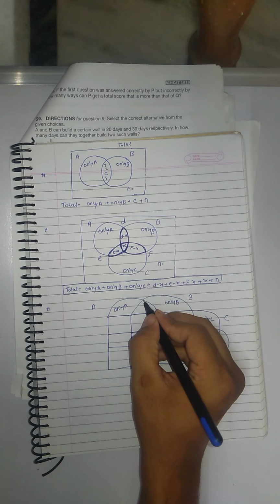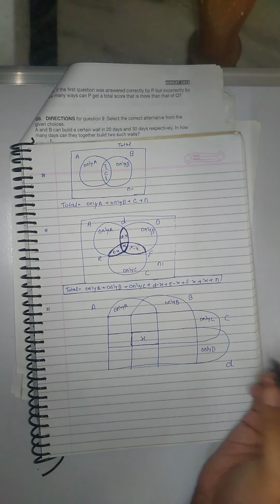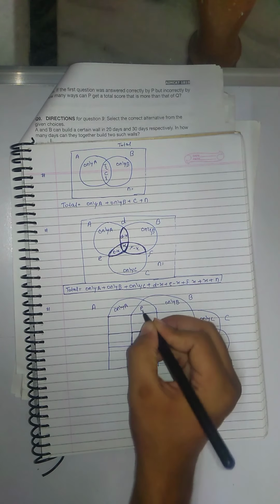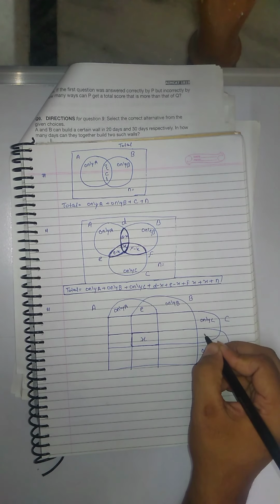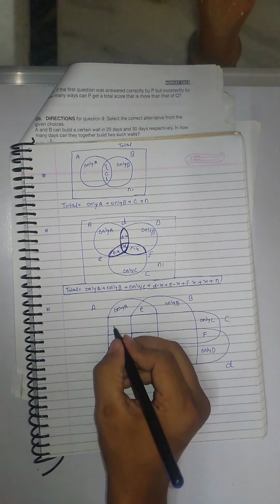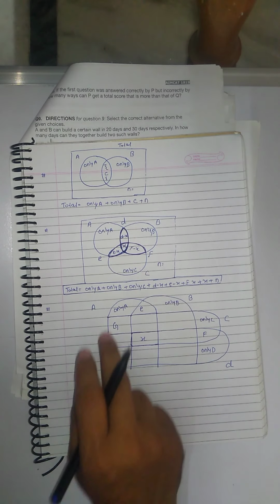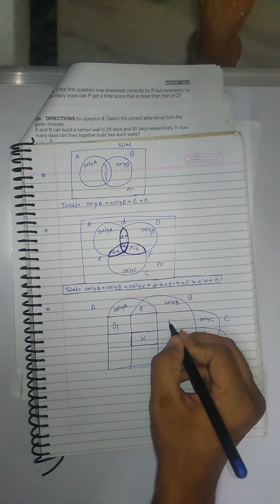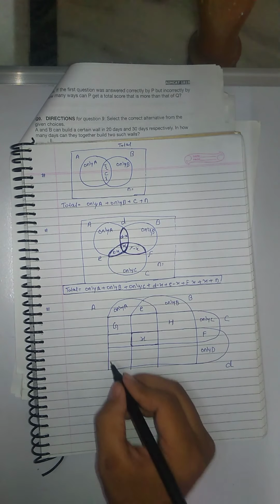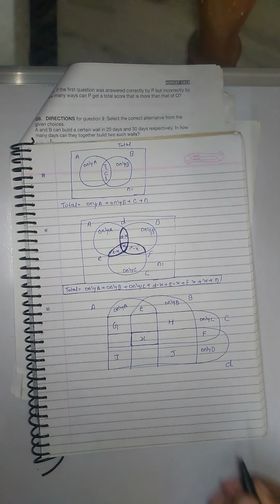This is our only 2 part where A and B are common. We say this is our E, where A is also common, B is. This is our F, where only 2 parts are common. This is also only 2 parts common. In G, A is common and C is common. This is our only 2 part common.